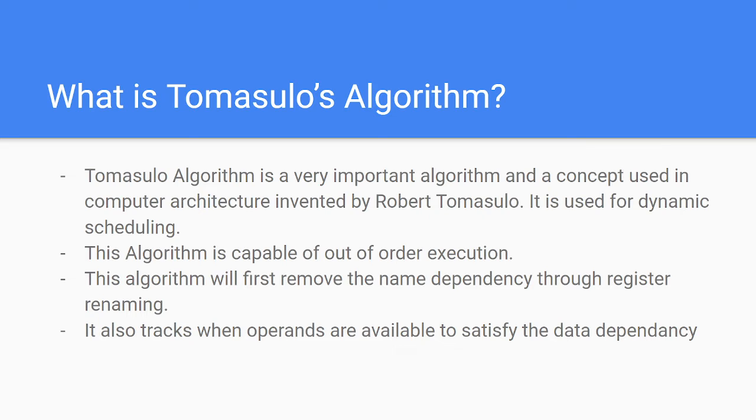This algorithm will first remove the name dependency through register renaming, which is one of the very important tasks that this algorithm performs. It also tracks when operands are available to satisfy the data dependency.